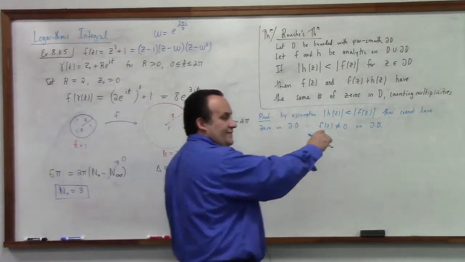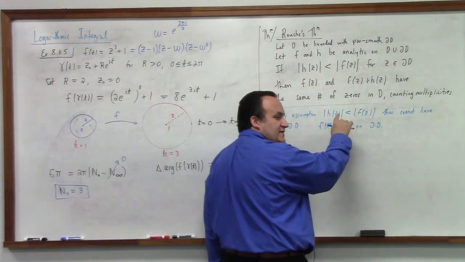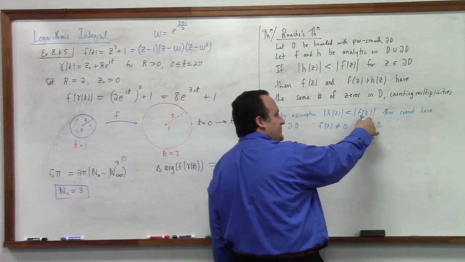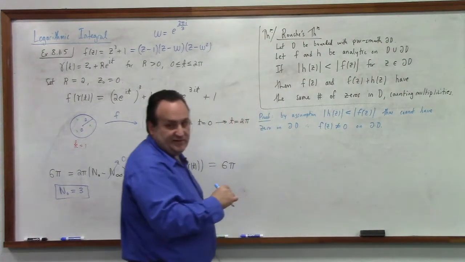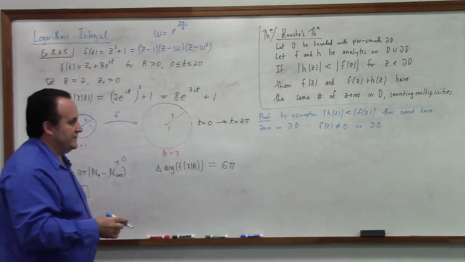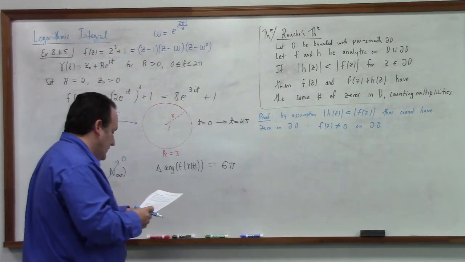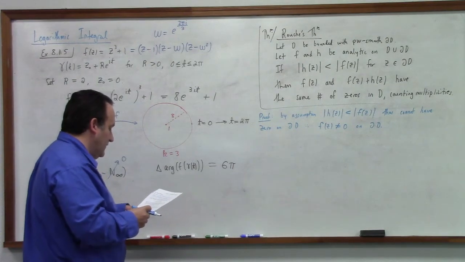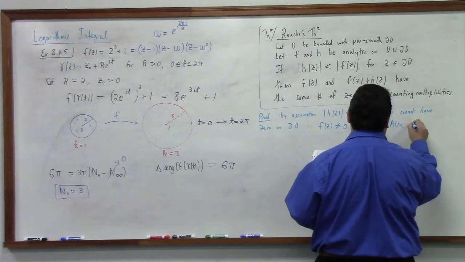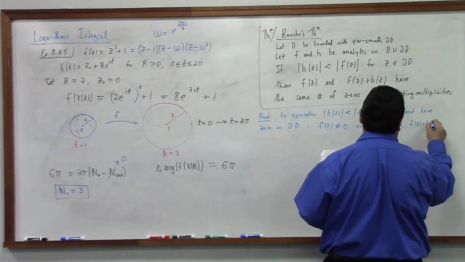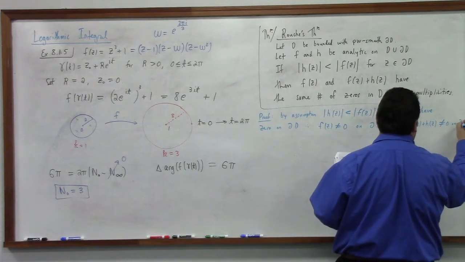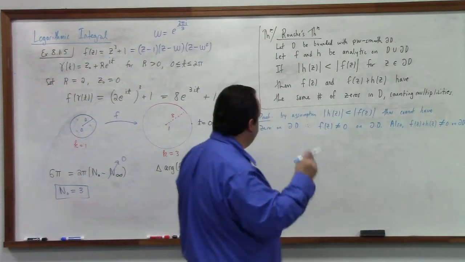Look, if f of z is 0, notice it's not less than or equal to, right? See this? Not less than or equal to, less than. If f of z is equal to 0, the modulus of h of z has nowhere to go. Okay, so f of z is not equal to 0 on the boundary, given that condition. And so also you can see that you have f of z plus h of z not equal to 0 on the boundary of D, right?